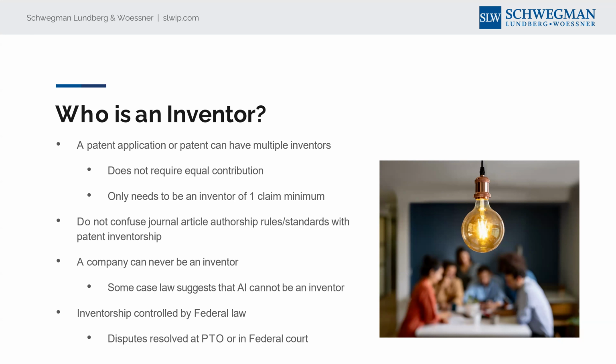And to be an inventor on a patent, you only have to have contributed to the conception of one claim. So say there are 20 claims, and inventor one conceived of the subject matter of 19 of them, inventor two conceived of only one claim, both are equal inventors.